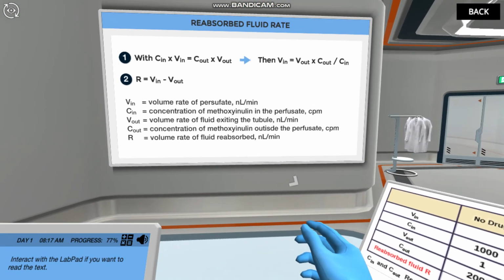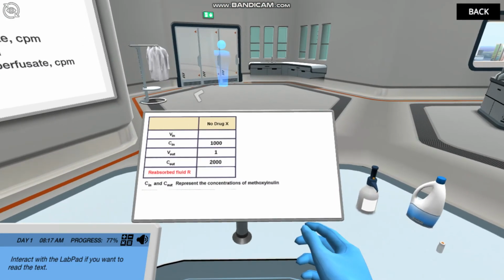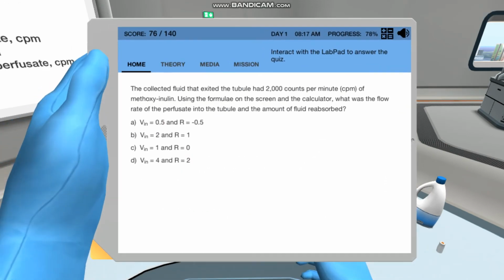Use the formulae to calculate the flow rate of perfluorescate in the tubule and the amount of fluid reabsorbed. The collected fluid that exited the tubule had 2,000 counts per minute of methoxyinulin. Using the formulae on the screen and the calculator, what was the flow rate of the perfluorescate into the tubule and the amount of fluid reabsorbed?